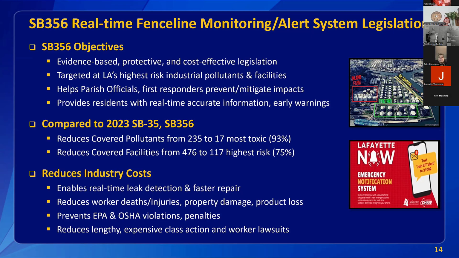It reduces the covered pollutants by 93%, from 235 to the 17 most toxic. It reduces the covered facilities 75%, from 476 to the 17 highest risk. And then it greatly reduces industry costs by enabling real-time leak detection and quick repairs, reduces worker deaths, injuries, property damage, and product loss, prevents federal and state agencies from issuing violations and penalties, and it reduces lengthy, expensive class action and worker lawsuits.